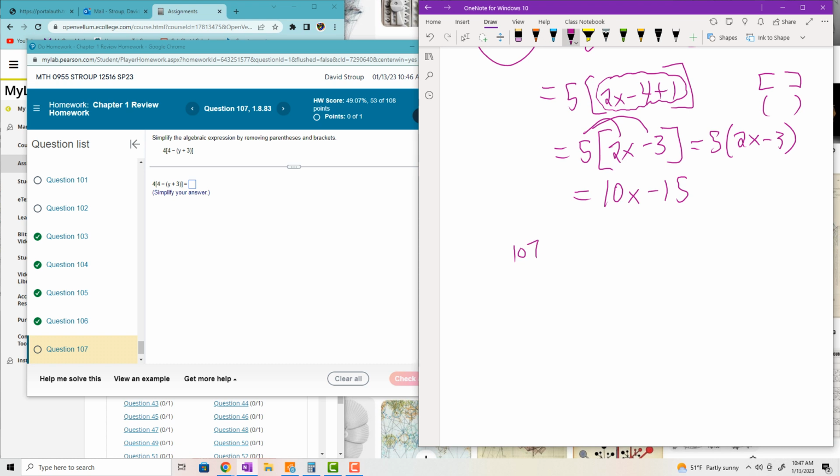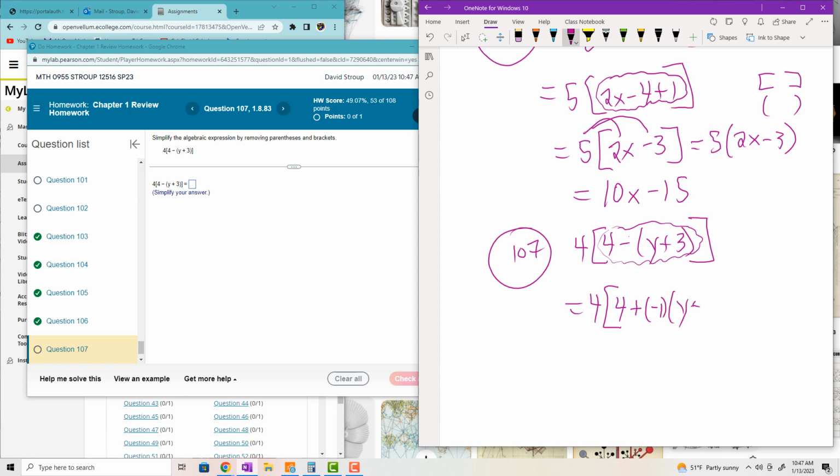So 107, you have 4 times 4 minus y plus 3. So this will be distribute the negative first. So again, you're working inside out. So you work in here, and negative in front of a parentheses. The way you can think of that in your brain is just think of this as the same as plus a negative 1 times y plus 3. Okay? So you're going to distribute this negative 1, and you'll have 4 plus negative y, which is the same as minus y, plus negative 3, which is the same as minus 3.